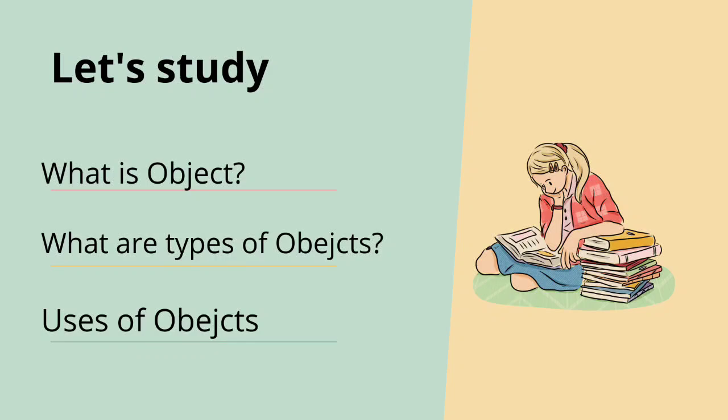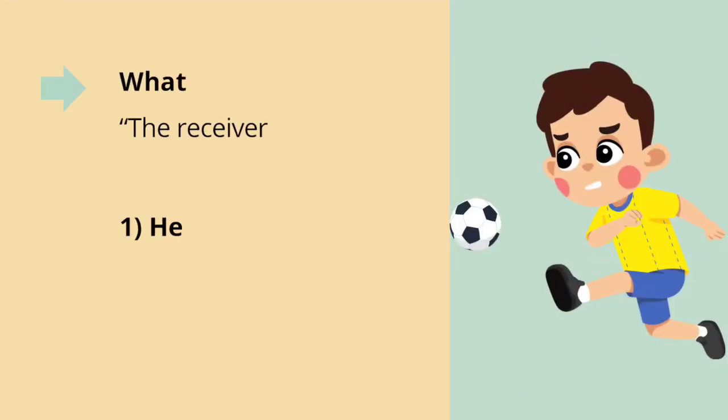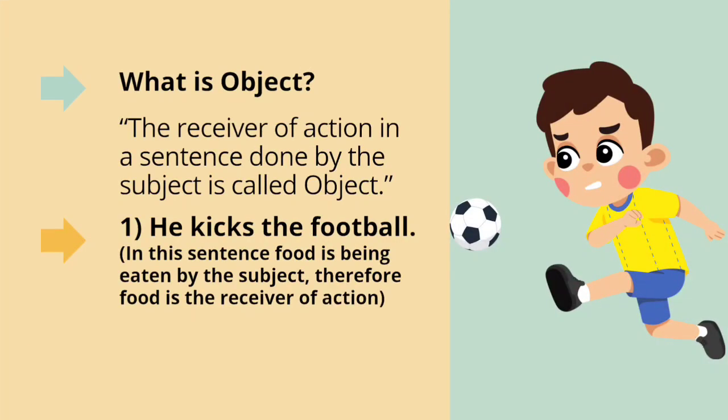Let me tell you more about what an object is. An object is the receiver of the action in a sentence done by the subject. An object is a thing that receives the effect of the action. As shown in the picture, there is a boy who is kicking the football.